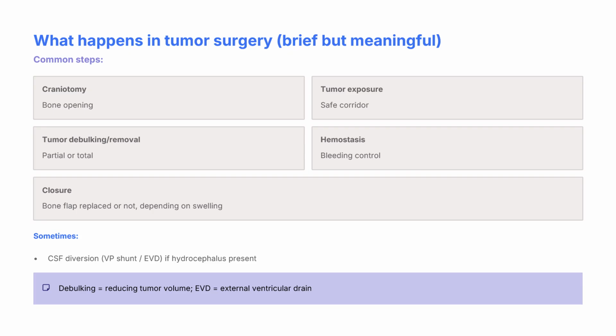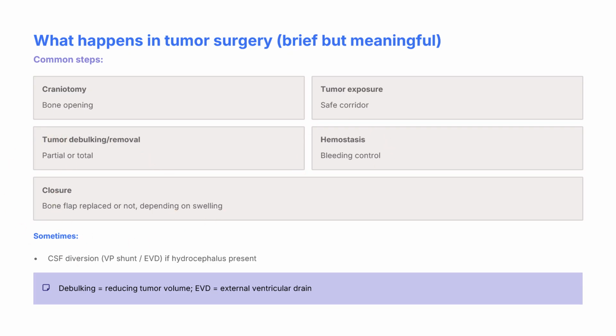In tumor surgery, what happens? It involves the craniotomy, tumor removal, bleeding control, and closure. And CSF diversion may be needed, like you have seen the ventriculoperitoneal drainage, right? So the bone will be opened, a safe corridor will be exposed, and the tumor is exposed. Partial or total removal of the tumor will happen. Bleeding control or hemostasis will be achieved, and again the bone flap will be replaced.